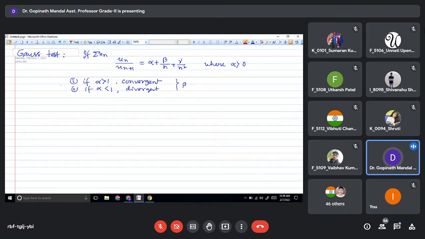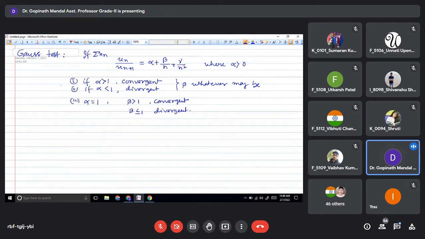But beta, whatever may be. Third case, when alpha equal to 1, in that case we consider beta. When alpha equal to 1, then when beta greater than 1, this is convergent. And when beta less than or equal to 1, the series is divergent.